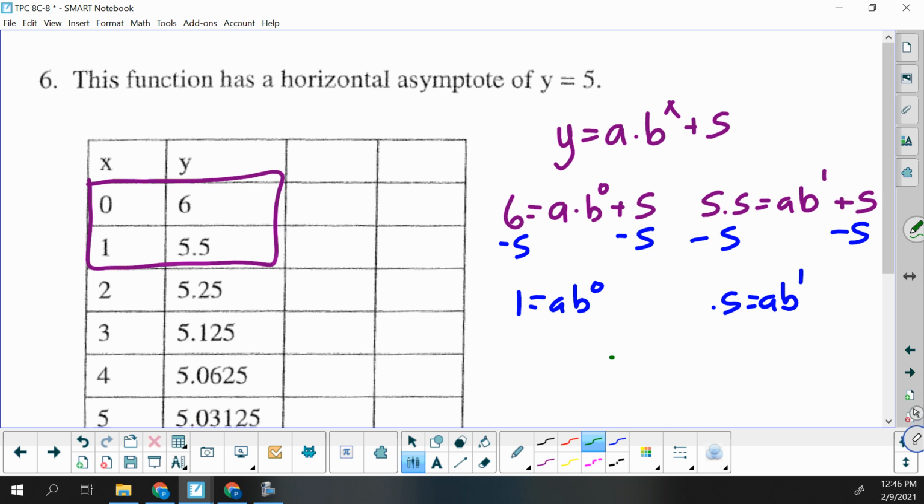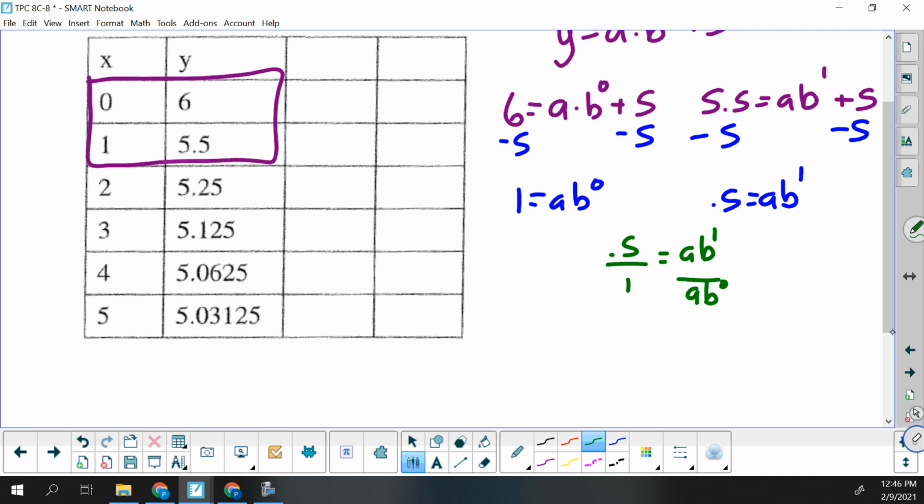Bigger exponent is the 1, so that will go on top. 0.5 divided by 1 is equal to ab to the first over ab to the 0. Anything divided by 1 is itself, so we get 0.5, or you could write it as a half if you wanted. The a's divide out. When you subtract your exponents, we just get b to the first. So b is 0.5. Probably want to sub it back in this one so you can work with b raised to the 0.